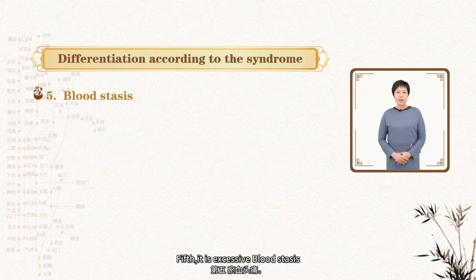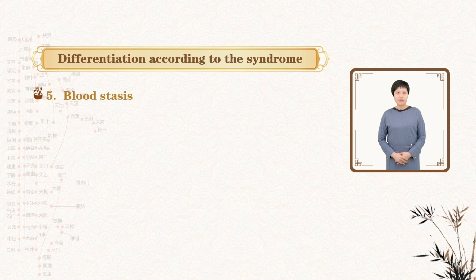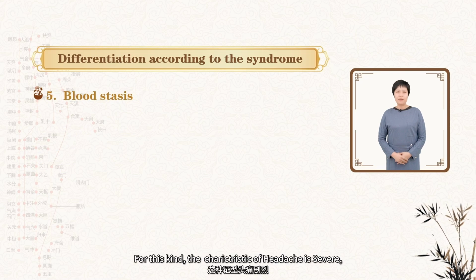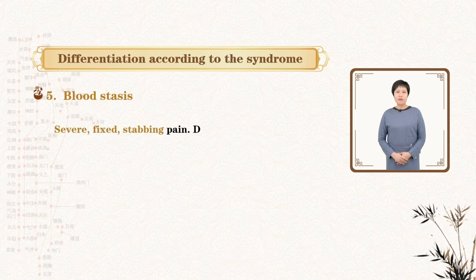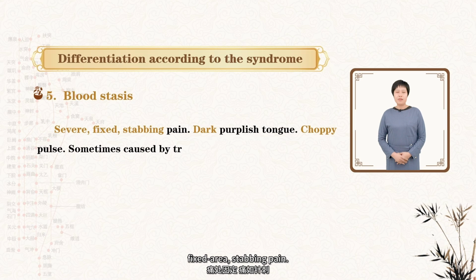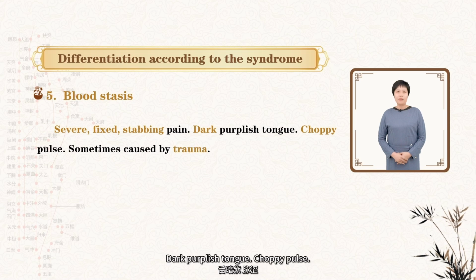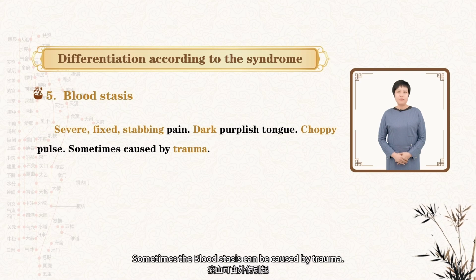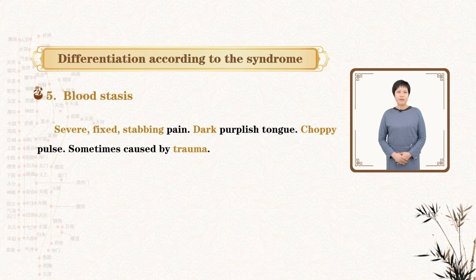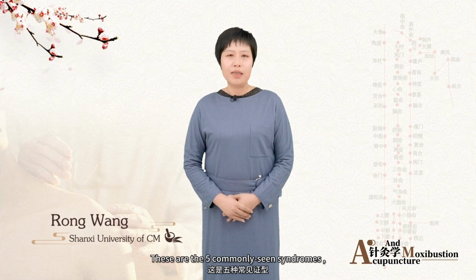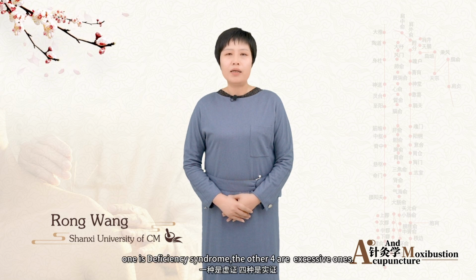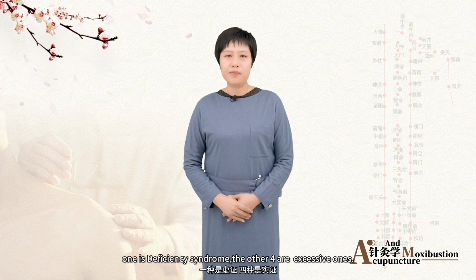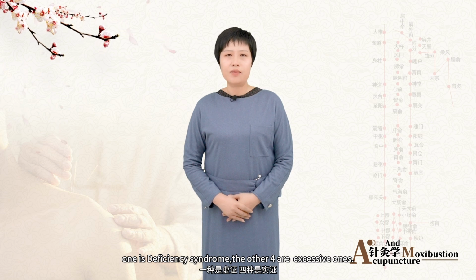Fifth, is excessive blood stasis. For this kind, the characteristic of headache is severe, fixed area, stabbing pain, dark purplish tongue, choppy pulse. Sometimes the blood stasis can be caused by trauma. These are the 5 commonly seen syndromes. One is a deficiency syndrome. The other 4 are excessive ones.